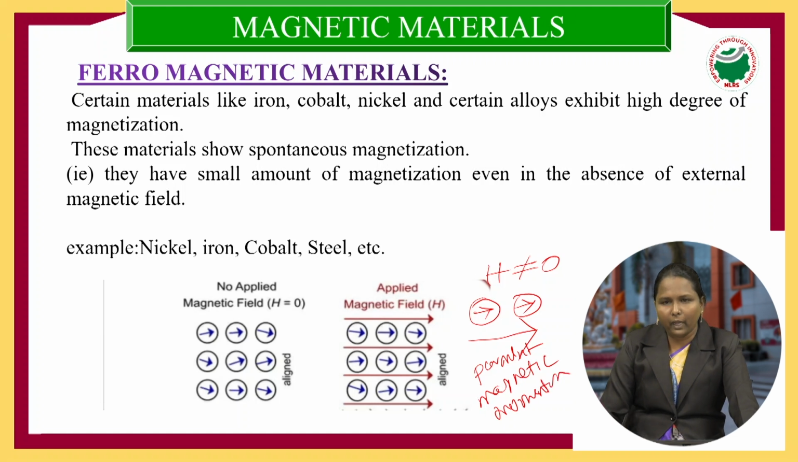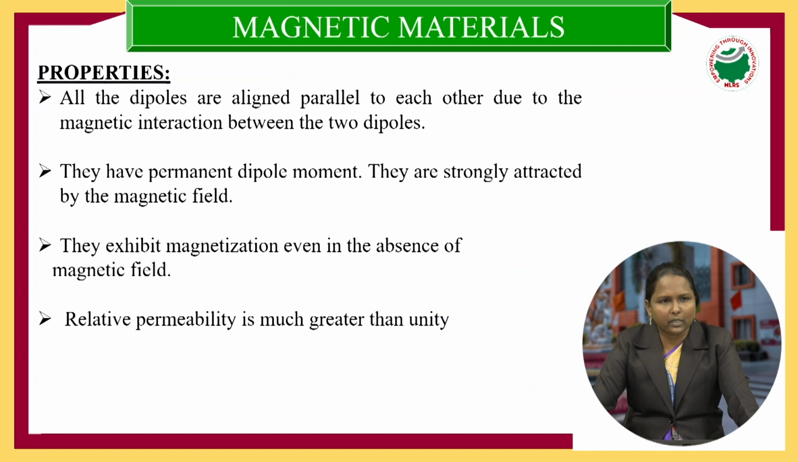This permanent magnetic moment remains even after removing the field. This is the major property of the ferromagnetic materials. After removing the field, or in the absence of the field, the magnetic nature remains inside the materials. That is the main property of the ferromagnetic material. Here you can see some of the properties of ferromagnetic materials. All the dipoles are aligned parallel to the applied field.